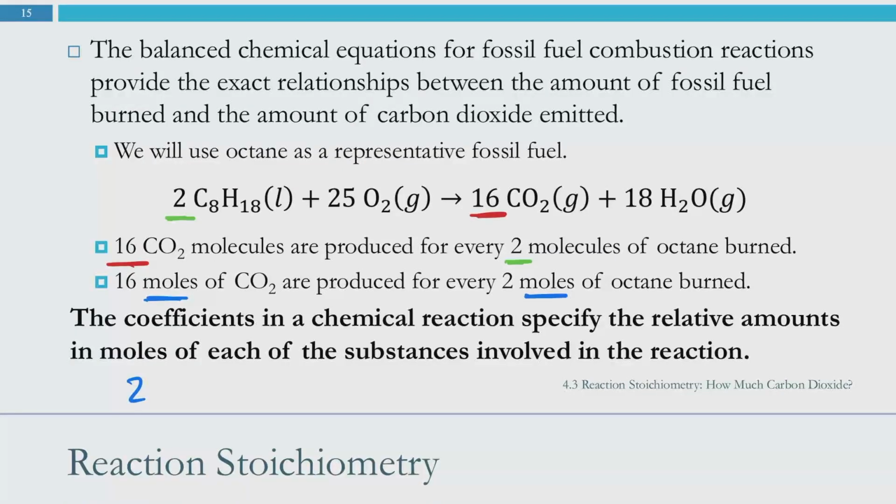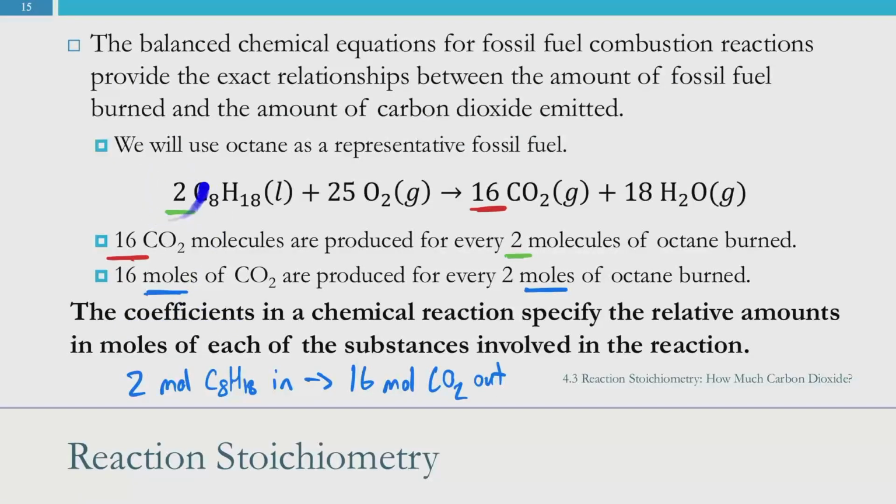Or another way of thinking of it, 2 moles C8H18 goes to 16 moles CO2 out. We smash it up with our little hammer and then combine it with the oxygen in the form of combustion, and now we've got all these CO2 molecules that are out there.